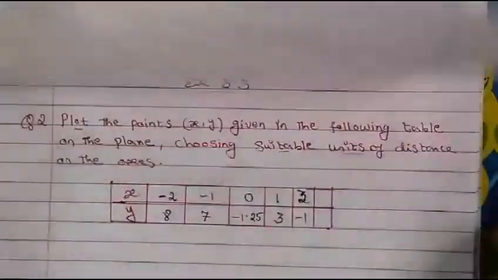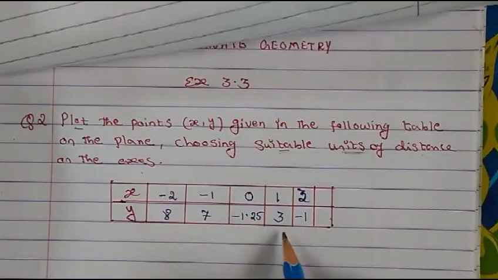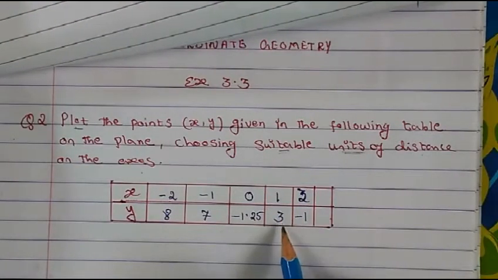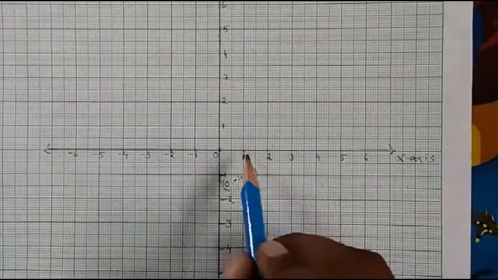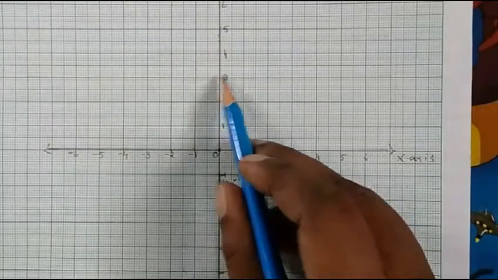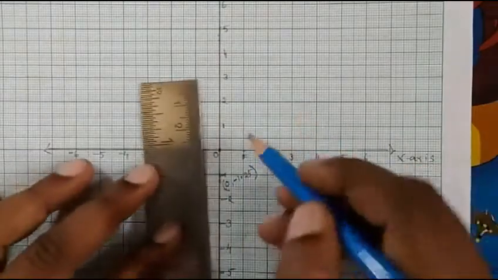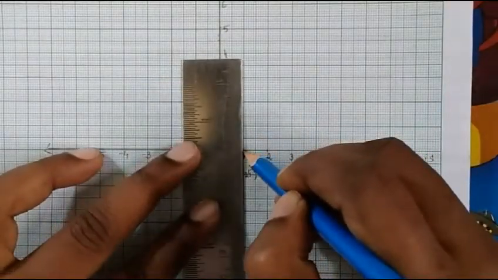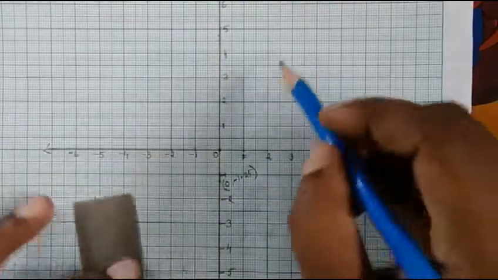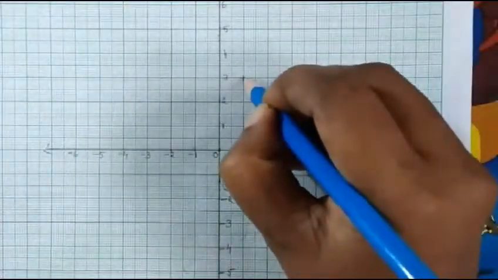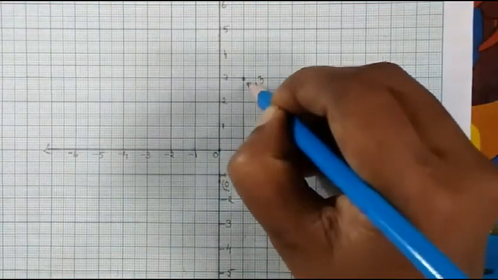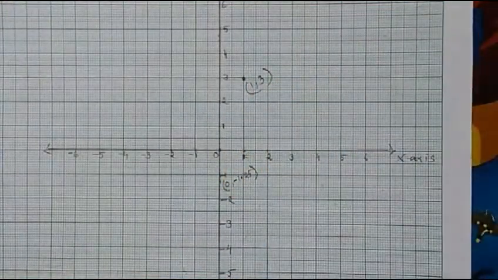Okay. So now next point. So next point is 1, 3. So on x 1 and y 3. So 1, 3. So 1 is on x here. On x, 1 is here, and for y, 3 is here. So let both the points meet. So from 1, we'll draw the line. And from 3, we draw the line. So both are meeting at this point, that is 1, 3.